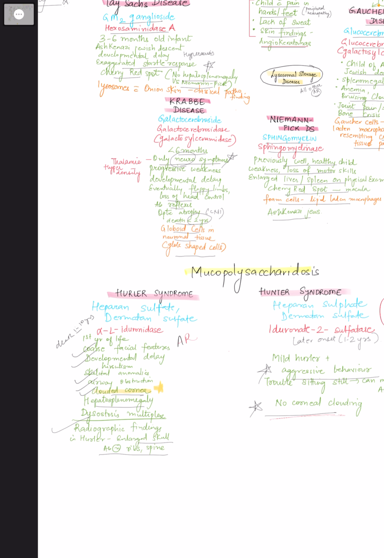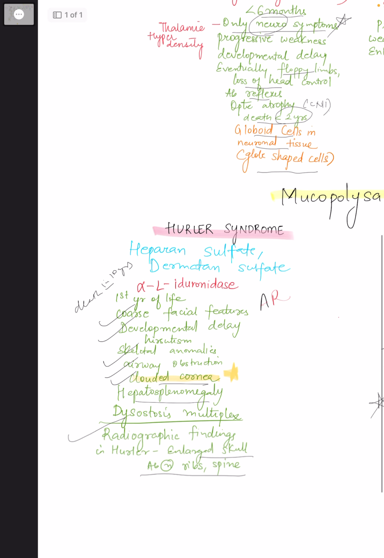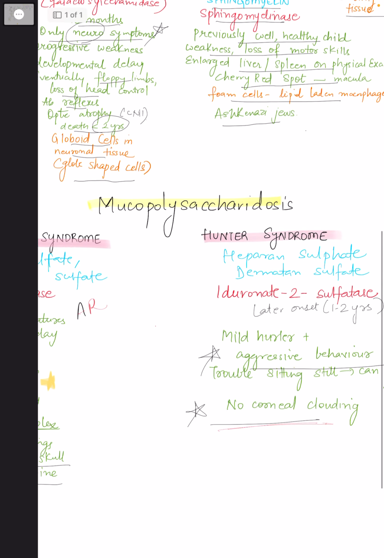Hurler syndrome is classically seen in first year of life, while Hunter syndrome has a later onset, like in 1 to 2 years old children. Classical features seen in Hurler syndrome are coarse facial features, developmental delay, hirsutism, skeletal anomalies, airway obstruction, clouded cornea, hepatosplenomegaly, dysostosis multiplex. Radiographic findings in Hurler syndrome are enlarged skull, abnormal ribs, and spine.